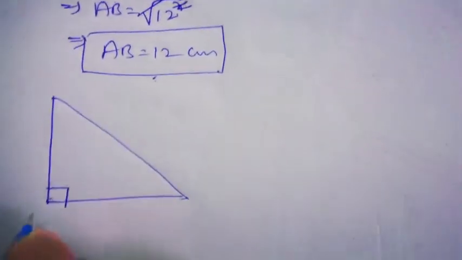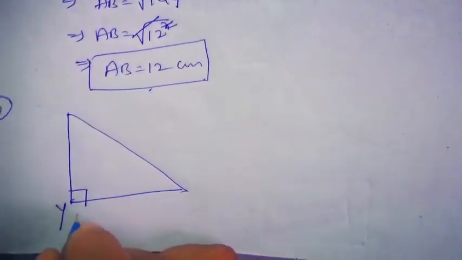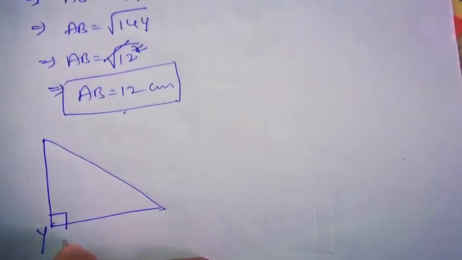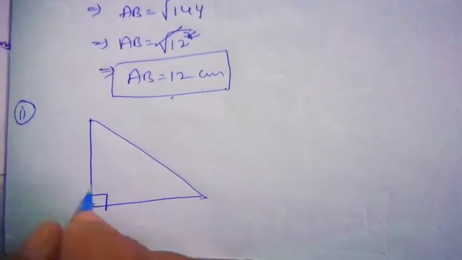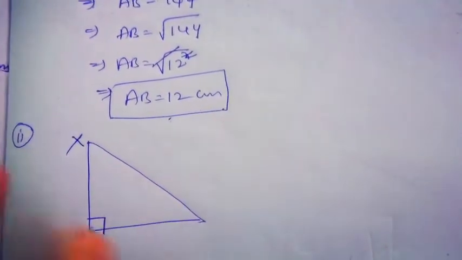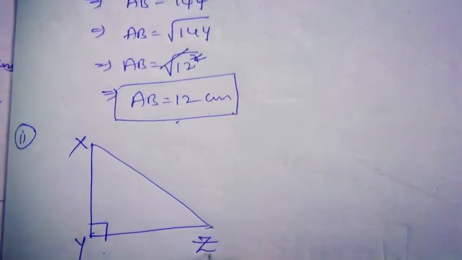So here 90 degrees is at Y. Why? Because angle Y is a right angle. Angle Y is a right angle, which means 90 degrees has to be written at Y. The remaining two you can write anywhere. Okay, that is X, Z.